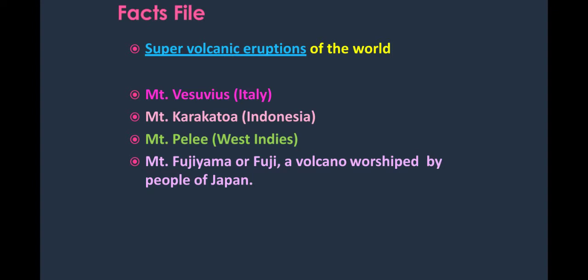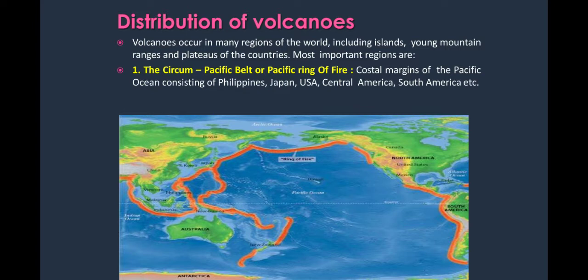Then we go to the distribution of volcanoes. Volcanoes occur in many regions of the world, including islands, young mountain ranges and plateaus of the countries. Most important regions are the circum-Pacific belt, the coastal margins of the Pacific Ocean consisting of the Philippines, Japan, USA, Central America, South America. You can see the map also which shows the circum-Pacific belt.